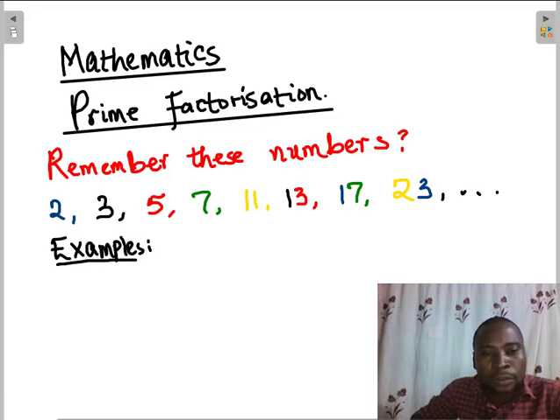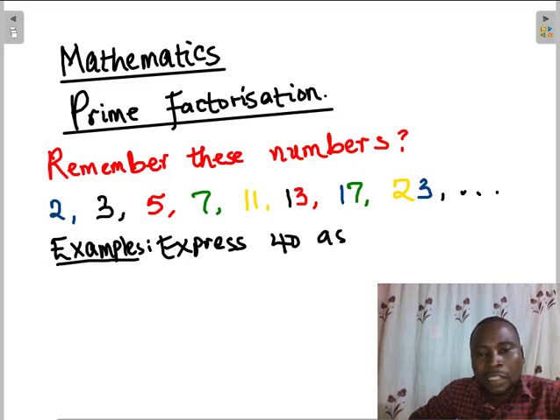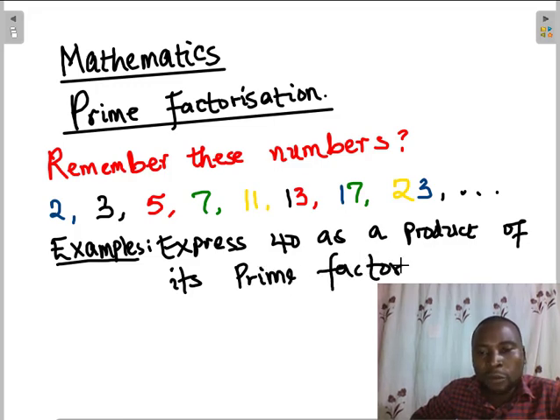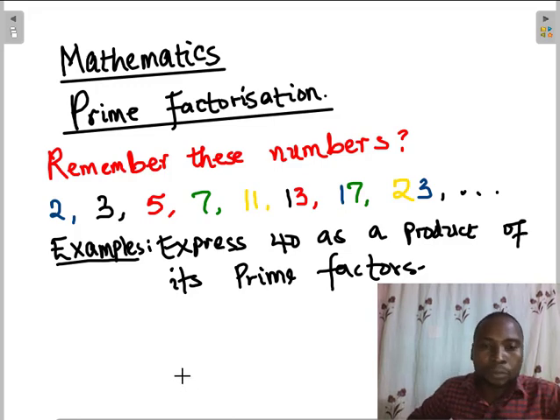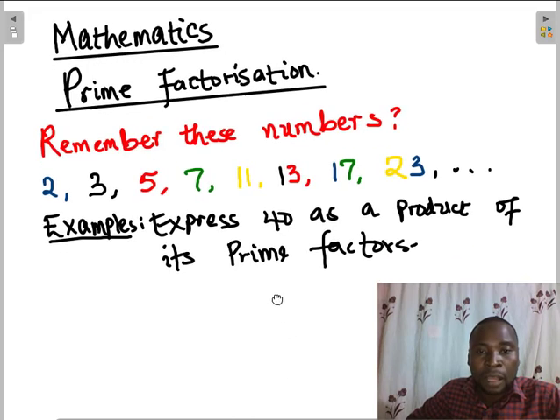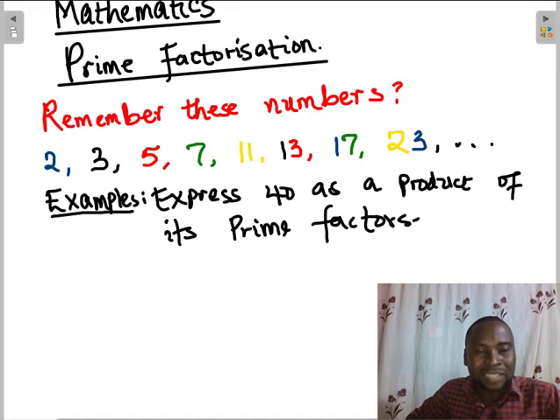So we're going to express 40 as a product of its prime factors. That is what we are going to do. Let's begin with 40 and we will proceed. Now, how do we do that? Now, remember we talked about tests of divisibility. We're going to make use of tests of divisibility here to accomplish that task.